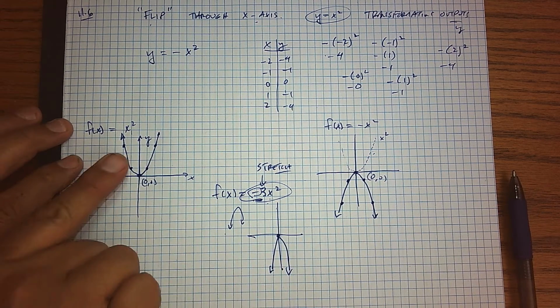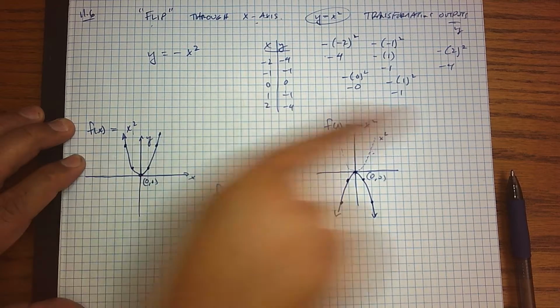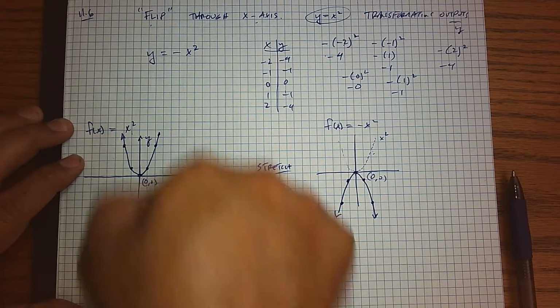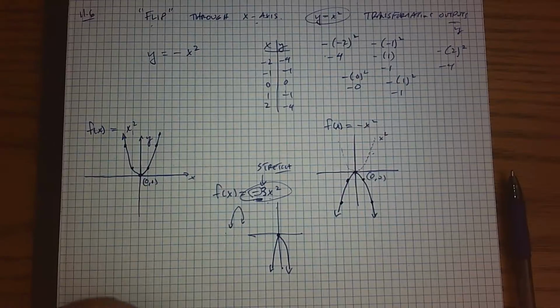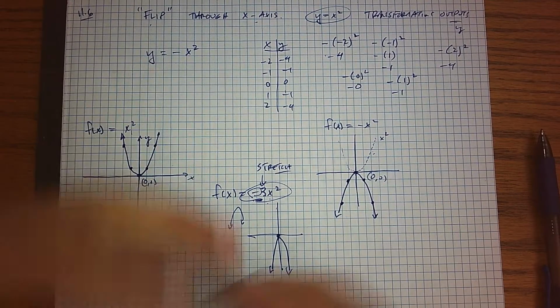We can basically take this basic graph and shift it left or right. We can shift it up or down, we can stretch it or compress it, and we can flip it. And so now we've got to put it together so we can finally start graphing parabolas.